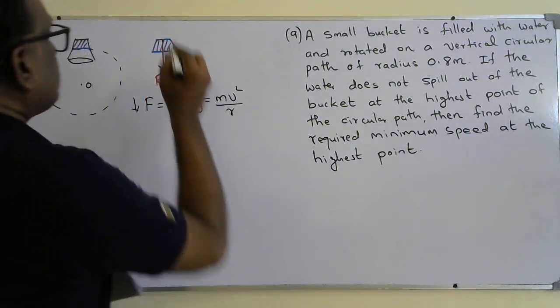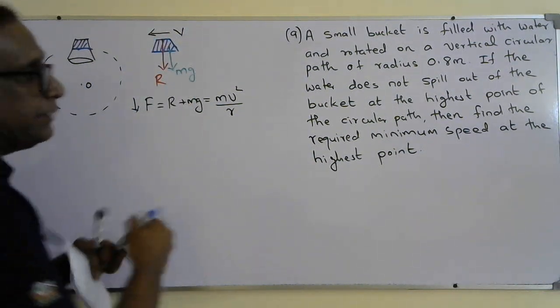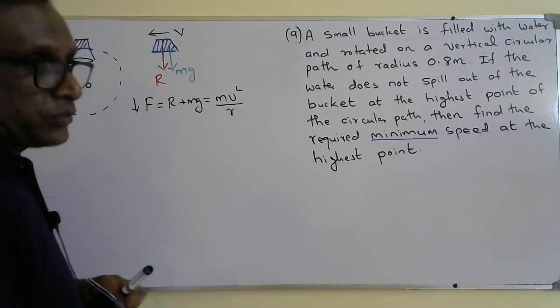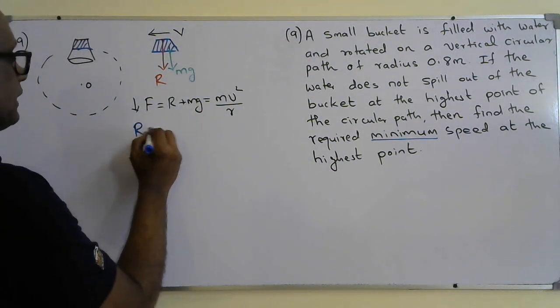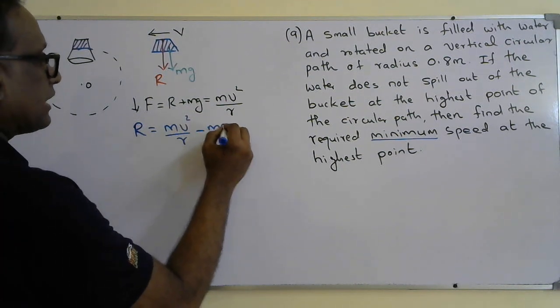But we are going to find the minimum speed. The question is about the required minimum speed. So R plus mg equals mv squared over r. We'll make R the subject: R equals mv squared over r minus mg.